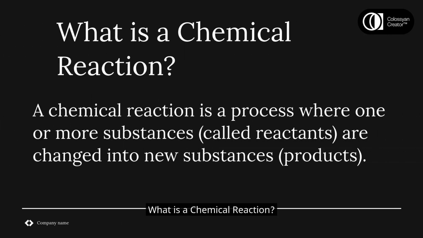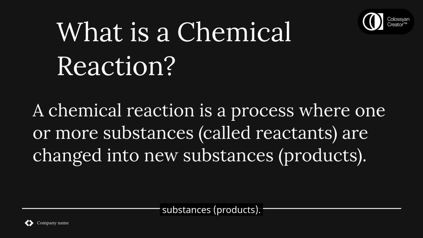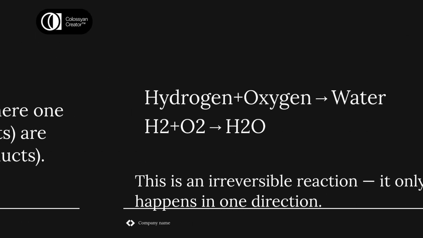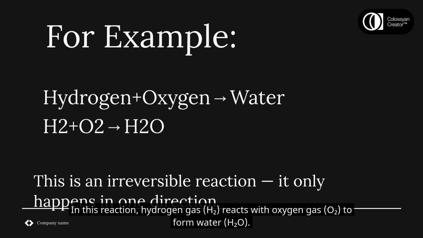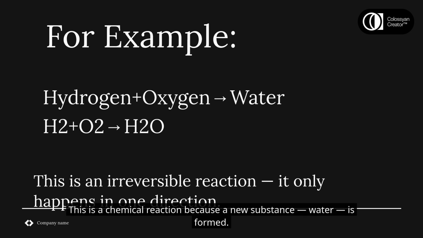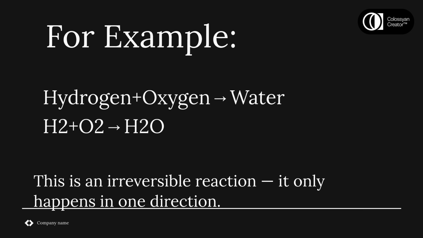What is a chemical reaction? A chemical reaction is a process where one or more substances, called reactants, are changed into new substances, products. For example, hydrogen plus oxygen to form water. In this reaction, hydrogen gas, H2, reacts with oxygen gas, O2, to form water, H2O. This is a chemical reaction because a new substance, water, is formed. You cannot get hydrogen and oxygen back from water easily, so this reaction is considered irreversible.